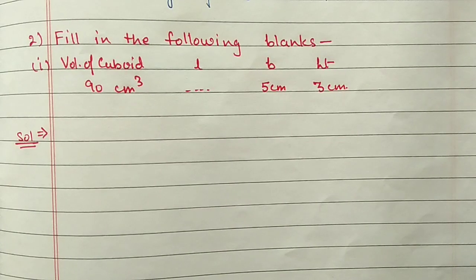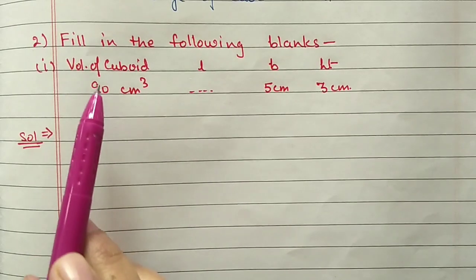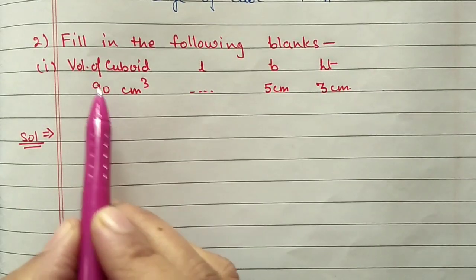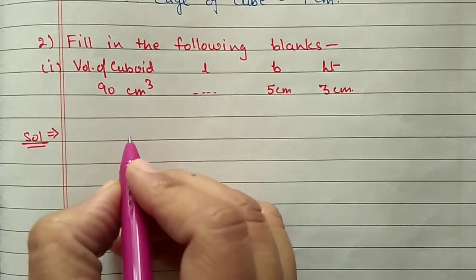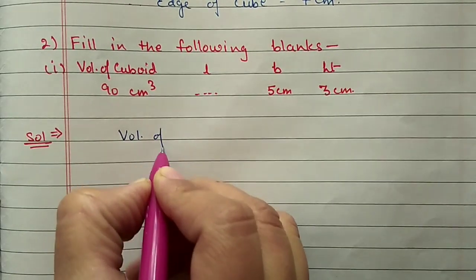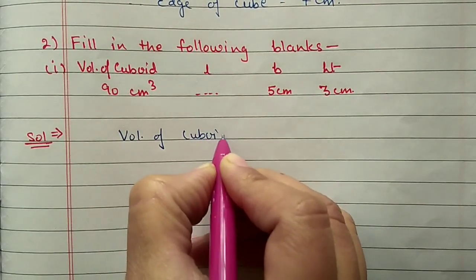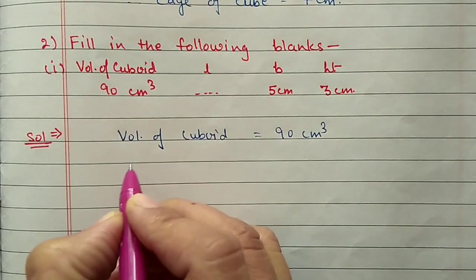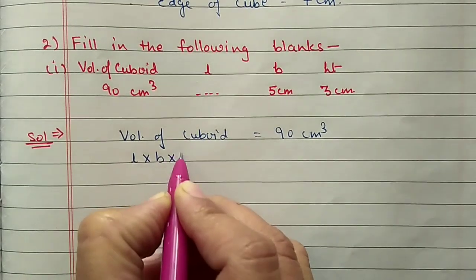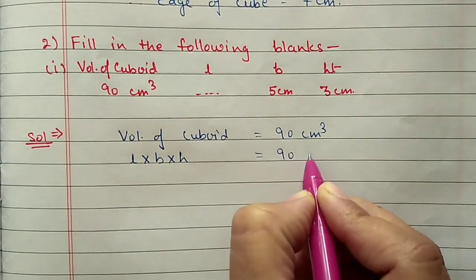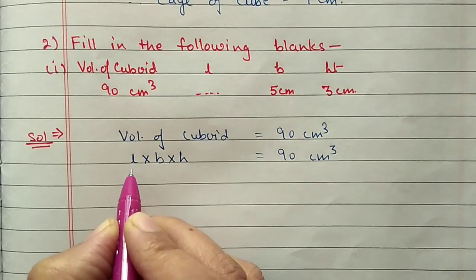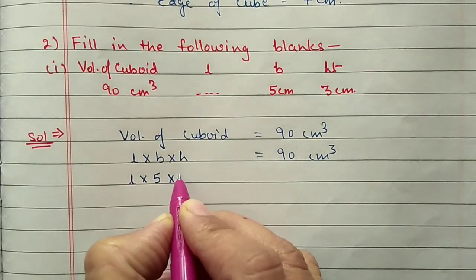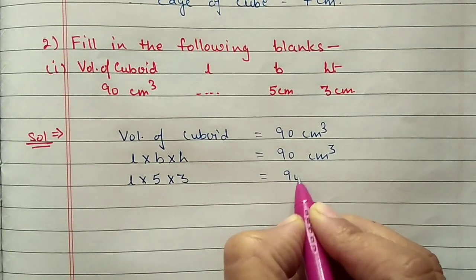Next, question number 2. Fill in the following blank. First part, volume of cuboid is given, length we have to fill, breadth and height is given. So here volume is given, we will start from the volume. Volume of cuboid is equal to 90 centimeter cube, and volume of cuboid formula is length into breadth into height is equal to 90 centimeter cube. Length we don't know, we have to find out. Breadth is given 5 centimeter and height is given 3 centimeter, equal to 90.